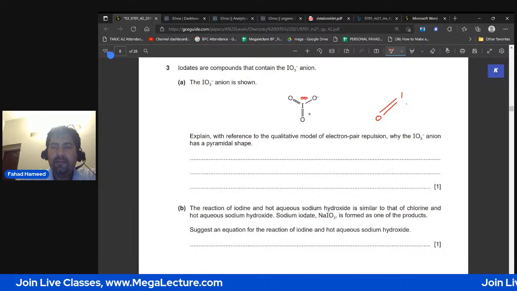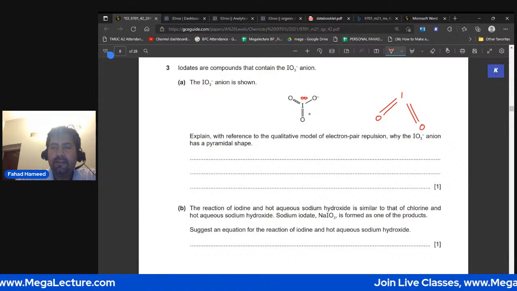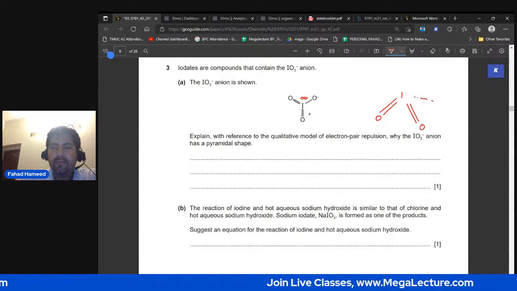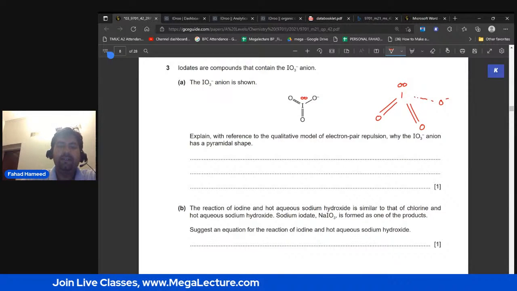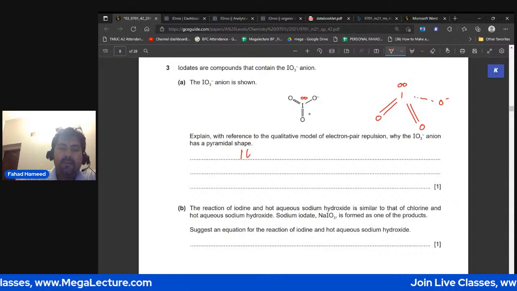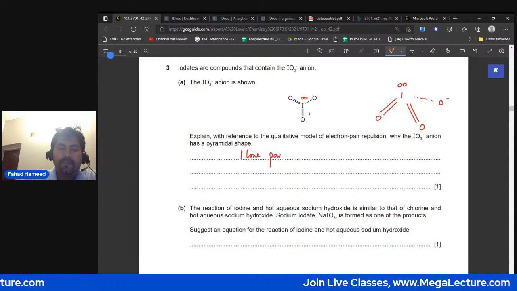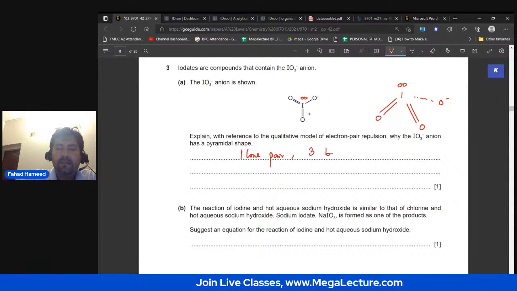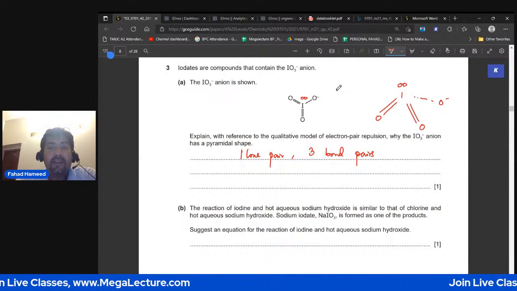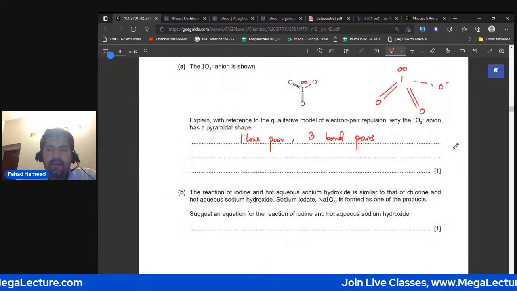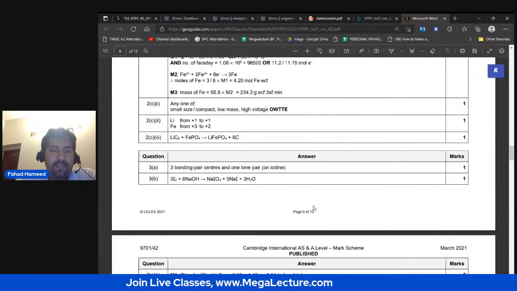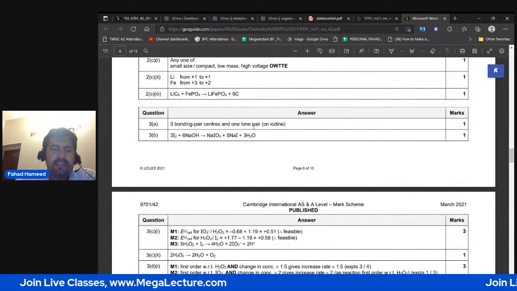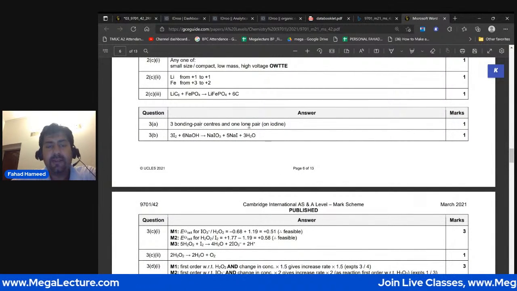Oxygen double bond oxygen. There's going to be another oxygen double bond oxygen, and there's going to be one with the O-1, and there's going to be a lone pair that would be sitting on the top. So it's got one lone pair, and it's got 3 bond pairs. So it's going to be trigonal bipyramidal. It's just one mark, so not really sure. If I look at the marking scheme for this one, you just have to state that 3 bonding pair centers and 1 lone pair.